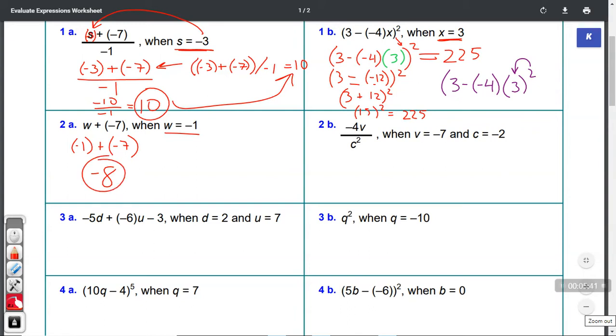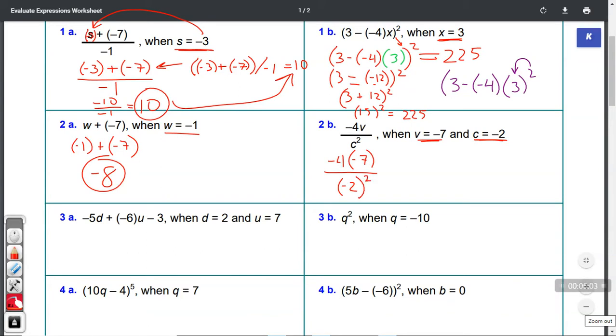Let's take a look at the next one. Negative 4V when V is negative 7 and C is negative 2. Now we've got two things being plugged in. So again, negative 4 is up top. I'm going to put parentheses where V was and insert the negative 7. Over C, I'm going to put parentheses where C was, negative 2. And your parentheses squared outside.